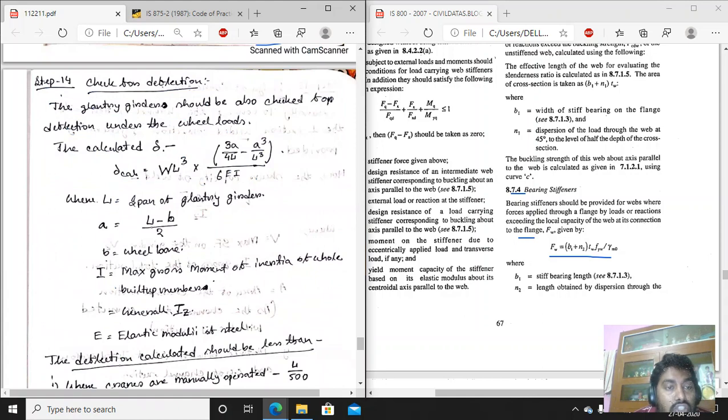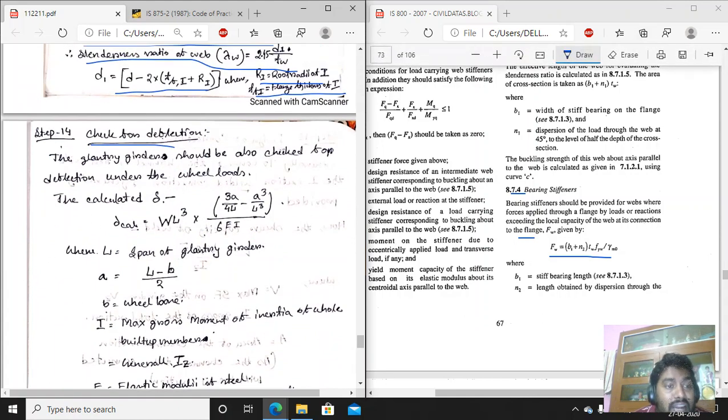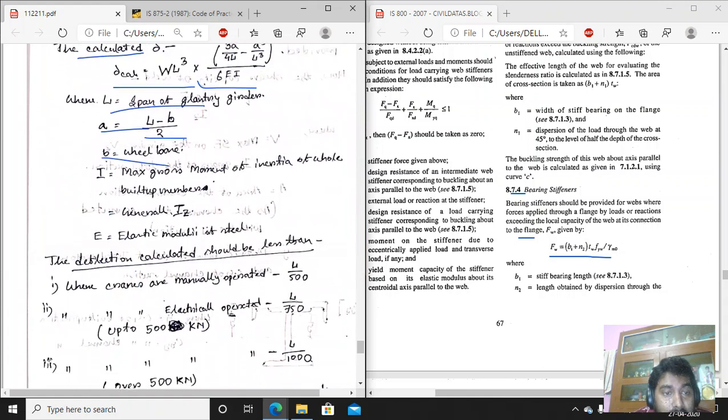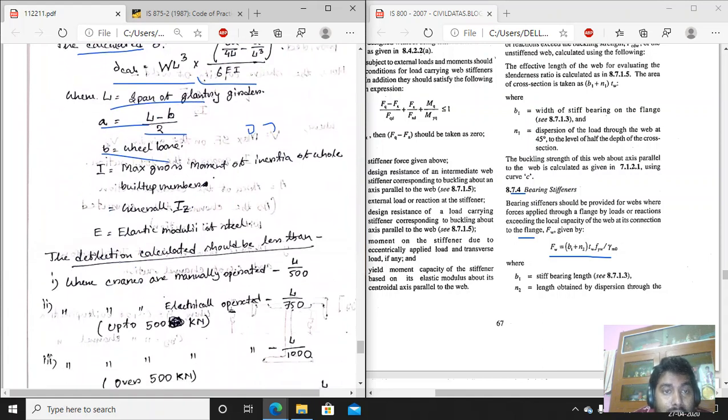Then coming to the check for the deflection. This is check step number 14. The gantry girder should also be checked for the deflection under the wheel load. The total deflection of the gantry girder is determined as WL cube by that value, where L is equal to the length of the span, a is equal to L minus b by 2, where b is the wheel base that we know. The distance between two wheels is called the wheel base.